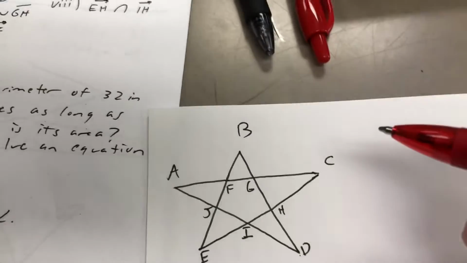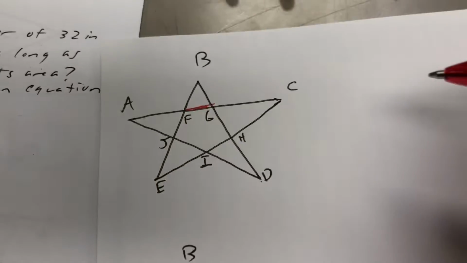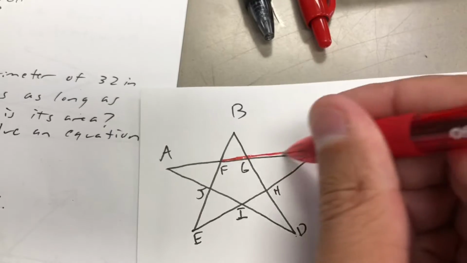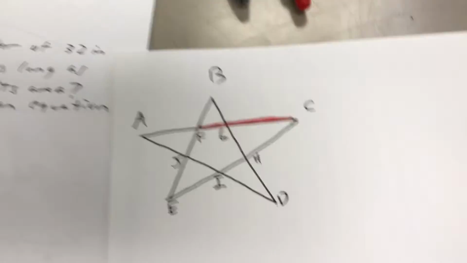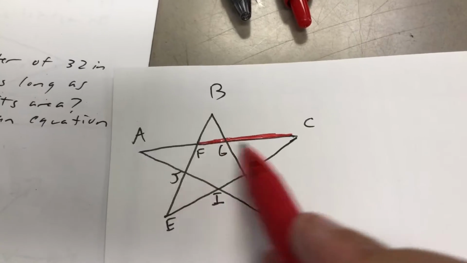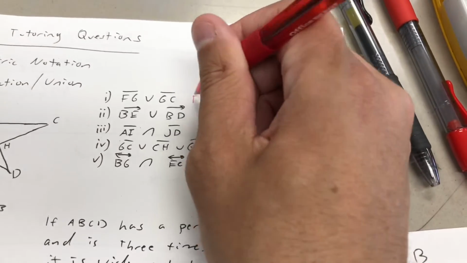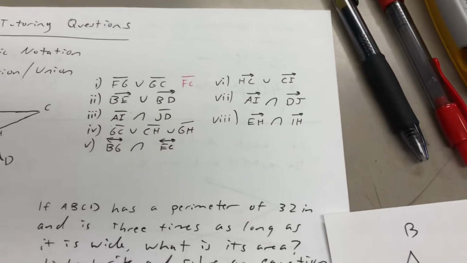And so, if I was going to do this, I would go in here and I would trace FG and I would trace GC. And what is it that I've traced there? Well, that's a line segment. That's a line segment that starts out at F and ends at C. And so we can call that segment FC. And we go on to the next one.